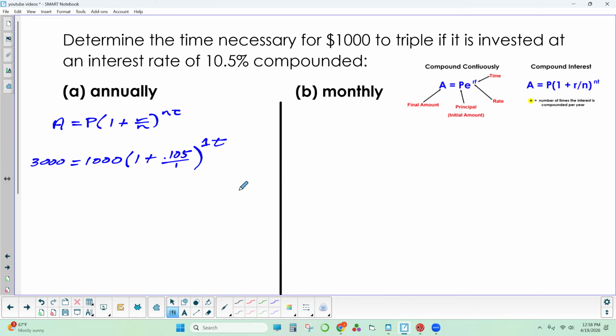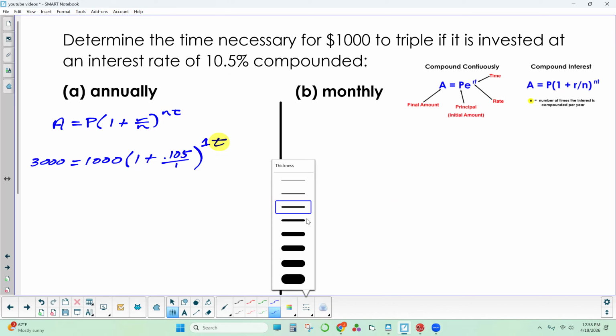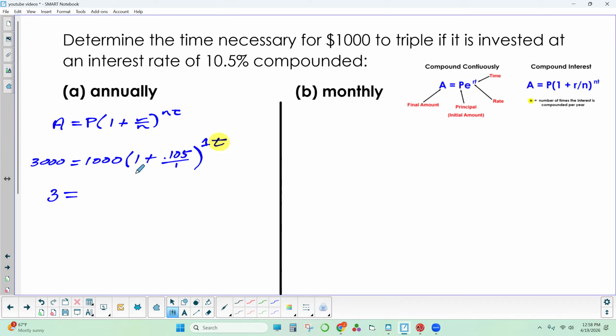Now, what we're doing here is we're solving for t, which is in the exponent. So if we're solving for an exponent, we're going to want to write this as a log. Okay? So before we do that, we're going to isolate our base here. So I'm going to divide both sides by 1,000. So that's going to give me 3,000 divided by 1,000, which is 3 equals, and then I'm just going to write my base down again. Since my denominator is 1 here, 0.105 over 1, I'm just going to add that to 1. So that's 1.105. And then raise that to 1t, which would just be t.